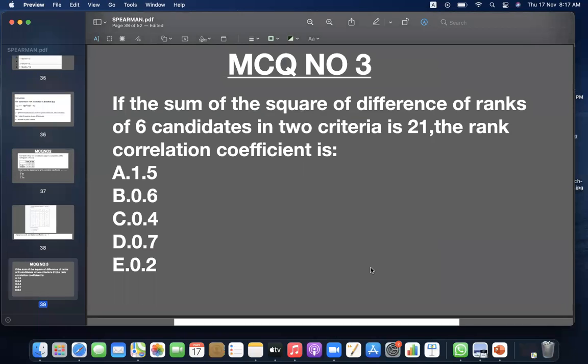MCQ number 3. If the sum of the squares of differences of ranks of 6 candidates in 2 criteria is 21, the rank correlation coefficient is A 1 minus 5, B 0.6, C 0.4, D 0.7, E 0.2.